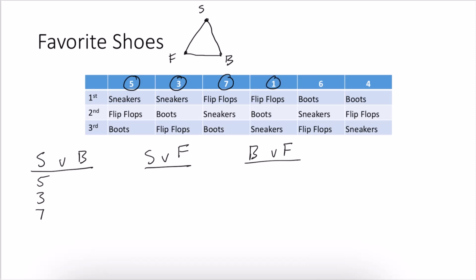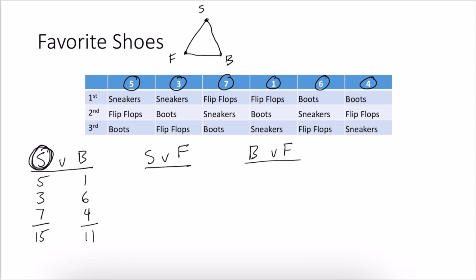This 1 vote will go to boots. These 6 votes and these 4 votes will also go to boots. And so sneakers versus boots works out like this, and you end up with 15 points for sneakers. And then boots gets 11 points. And so that means that sneakers are the winner of that particular pair.